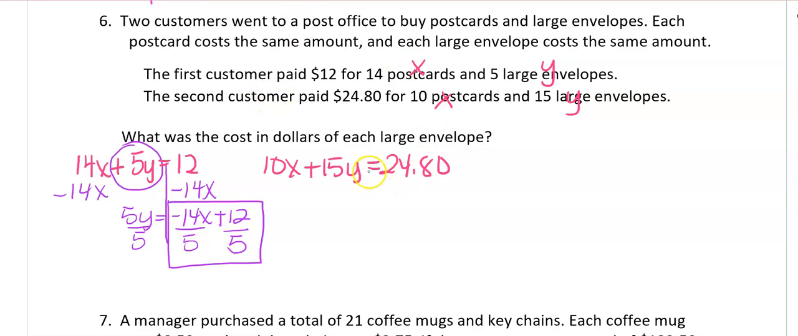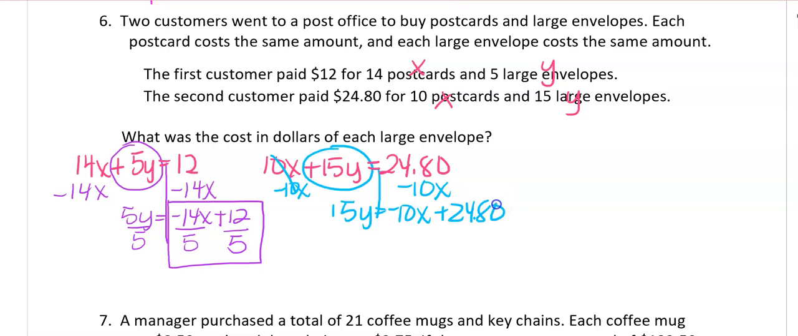Now we're going to go do our second problem. We want to get that 15Y by itself. So we're going to minus 10X. 2480 and 10X don't go together because they have the same last name. Okay. You're going to divide by 15 and whoa, this is ugly, but that's okay because I can type in the calculator.